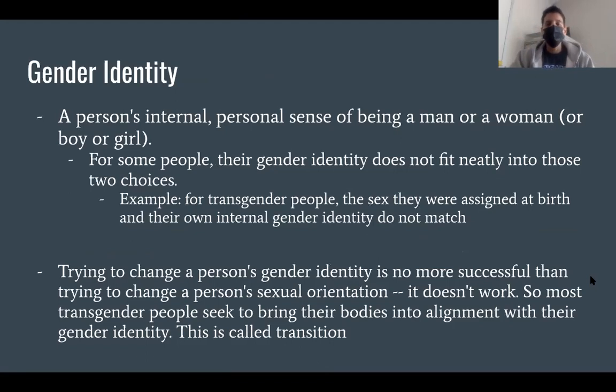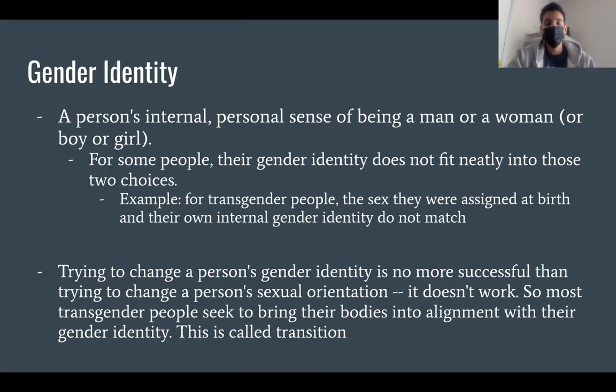Last slide, we're almost done. A person's internal sense of being a man or a woman, like we talked about, is gender identity. And for transgender people, the sex that they were assigned at birth and their own internal sense don't match. The last part is what I really wanted to emphasize here. Trying to change a person's gender identity is no more successful than trying to change somebody's sexual orientation, which we're going to talk about. It just doesn't work.